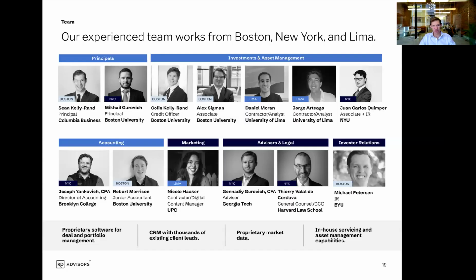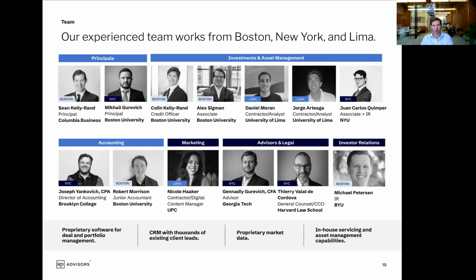And then we have advisors and legal. Thierry is a Harvard Law graduate. He's been in-house legal counsel, and a compliance officer for NatAccess, for a bank. So we really try to bring in institutional-level expertise. Michael Peterson is working on the investor relations side as well. He worked for a number of other private credit funds on the accounting side and then on the investor relations side. So he's got deep expertise within private credit, and within investor relations in that. And we're continuing to grow our team.